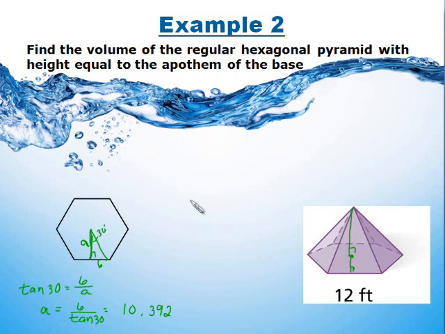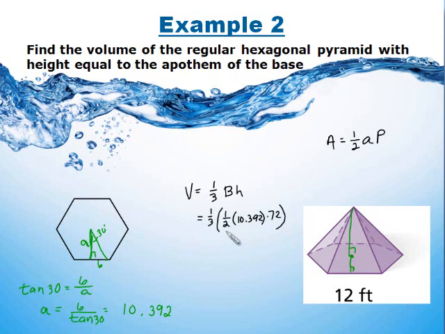Let's plug in what we have now for the volume, which is 1/3 the area of the base times the height. If you've forgotten the area for a regular polygon, it's 1/2 times the apothem times the perimeter. So I'm going to plug that in here: 1/2 times my apothem, 10.392, times the perimeter. This side right here measures 12, and then we have 6 sides, so it's 12 times 6, which is 72. This whole piece right here is capital B, the area of the base.